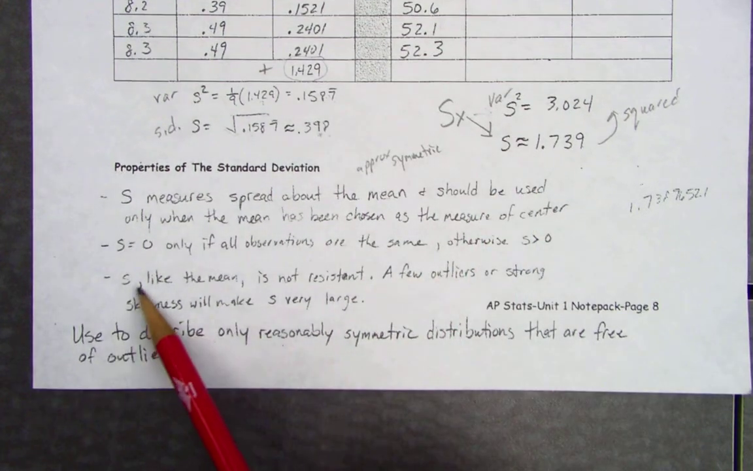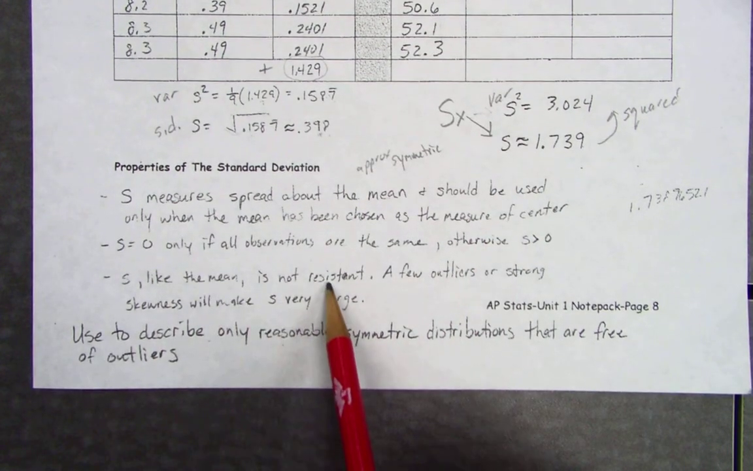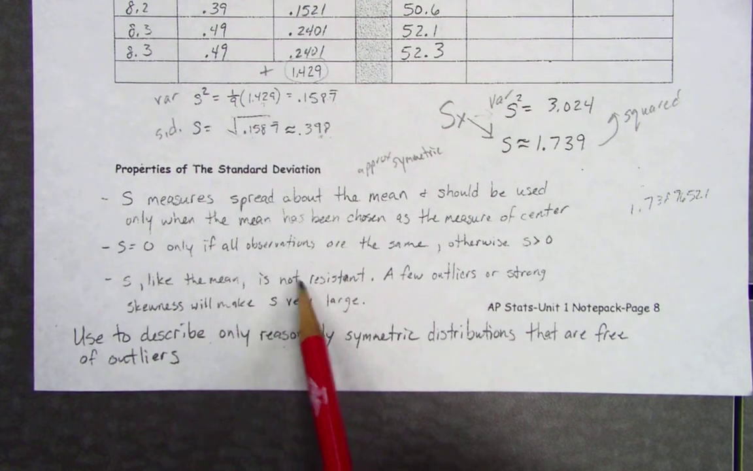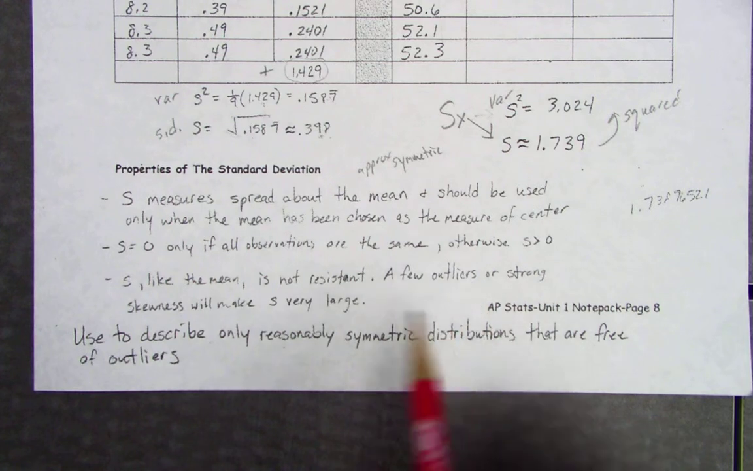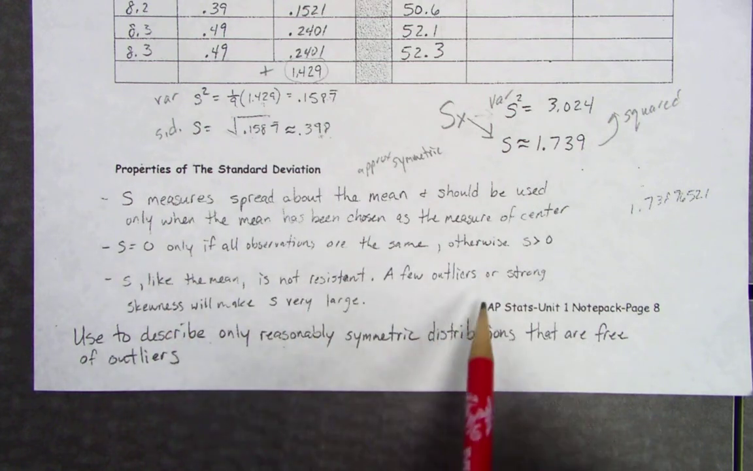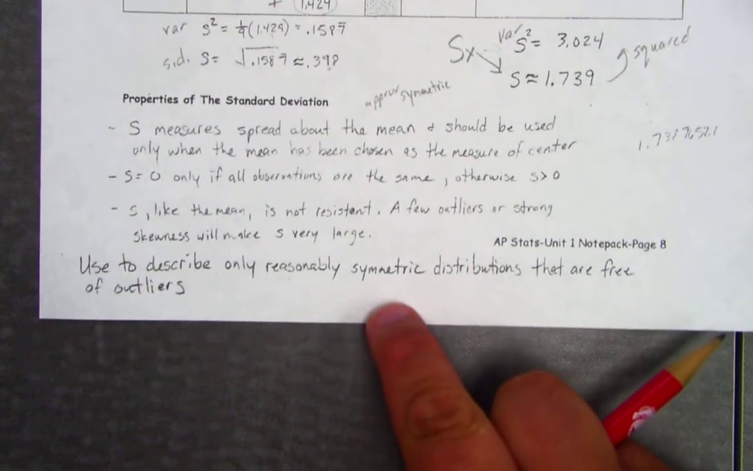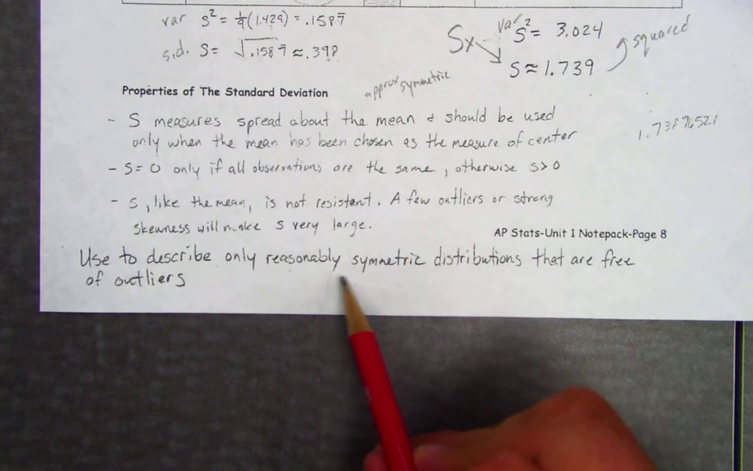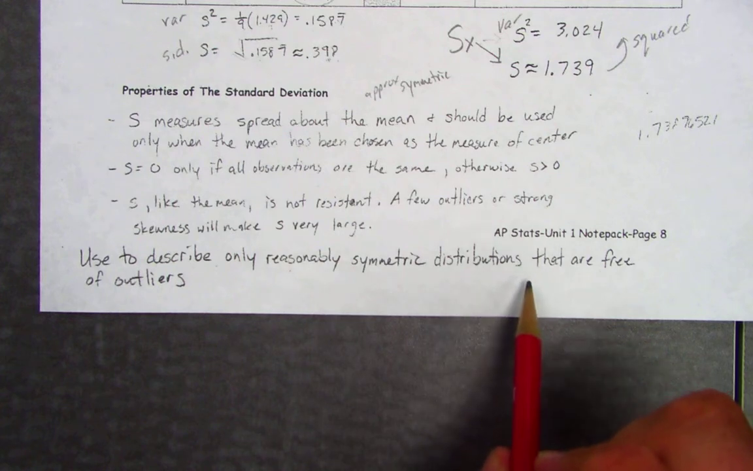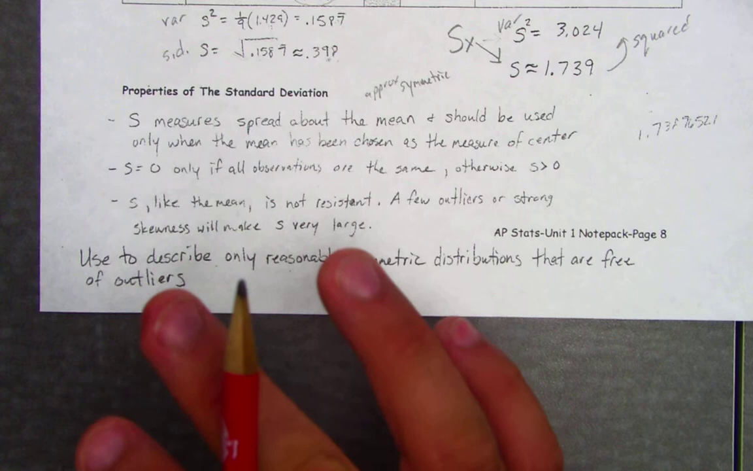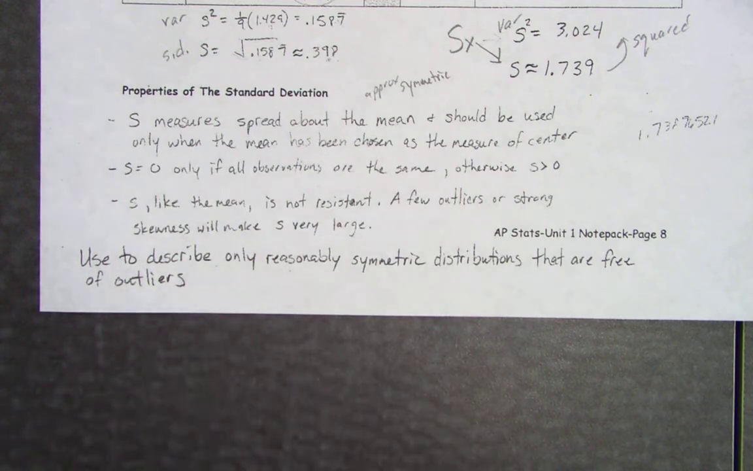And then S, like the mean, is not resistant. So we only use the mean if it's symmetric. So we only use standard deviation if it's symmetric, because outliers will affect it. Skewness will affect the standard deviation, just like it does the mean. So use it to describe only reasonably symmetric distributions that are free of outliers. So no skewness, no outliers, we use standard deviation.